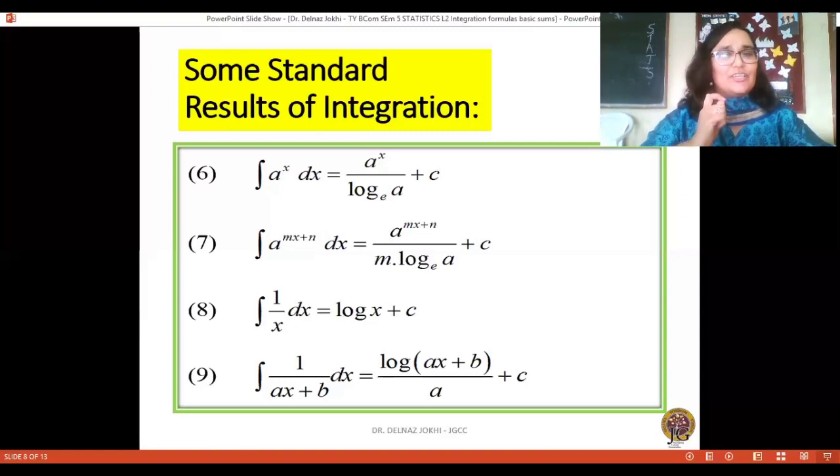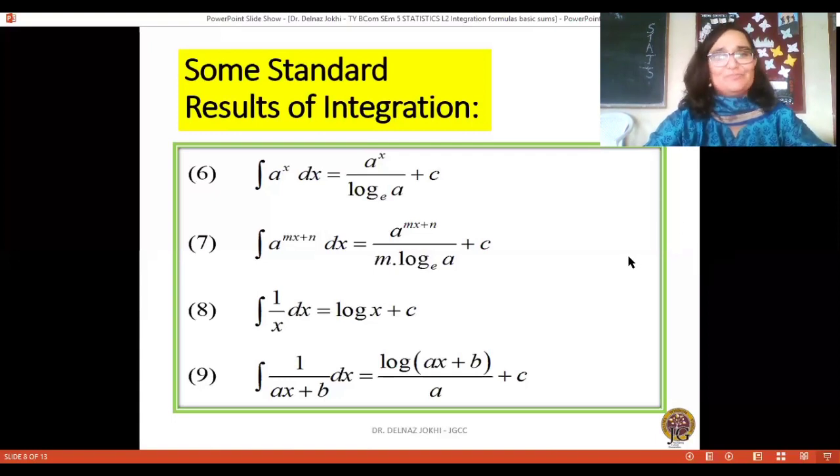Ask yourself a question. X कहाँ पर है? And on the basis of that, you select the standard result and solve your sums of integration. Great. Now, I always believe that theory and formulas should be supported with sums and illustrations.